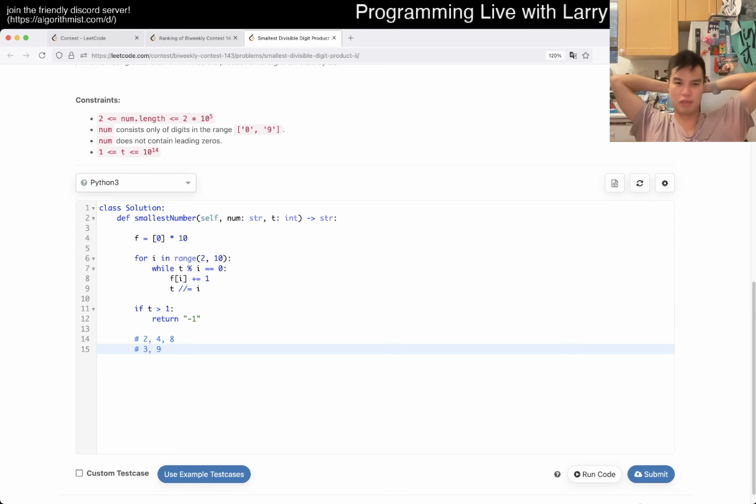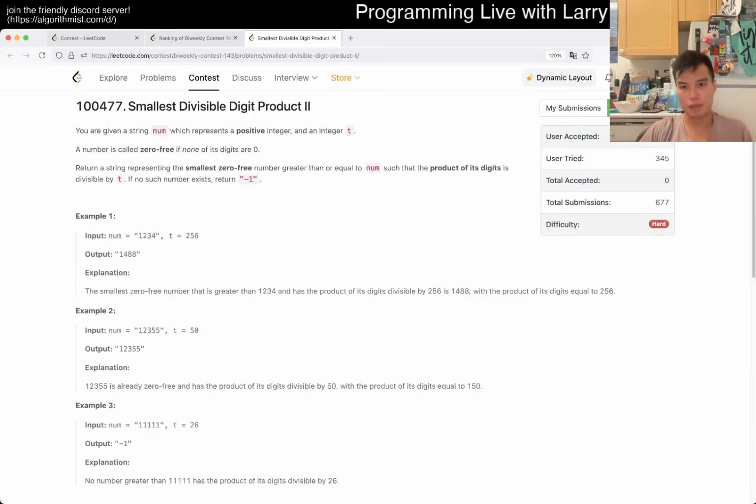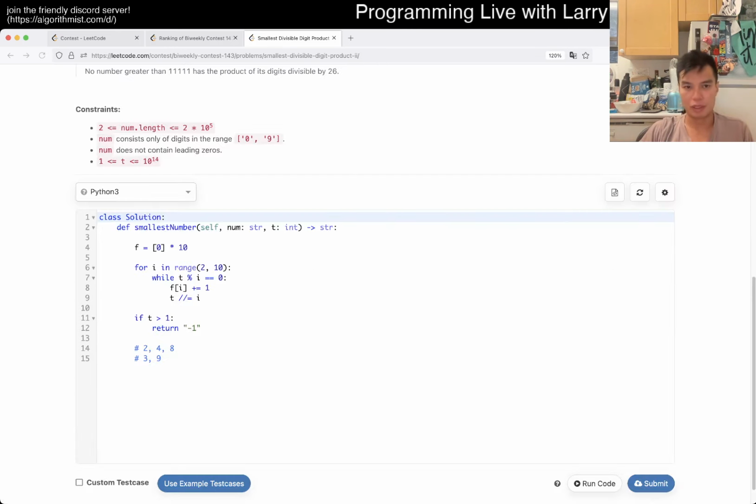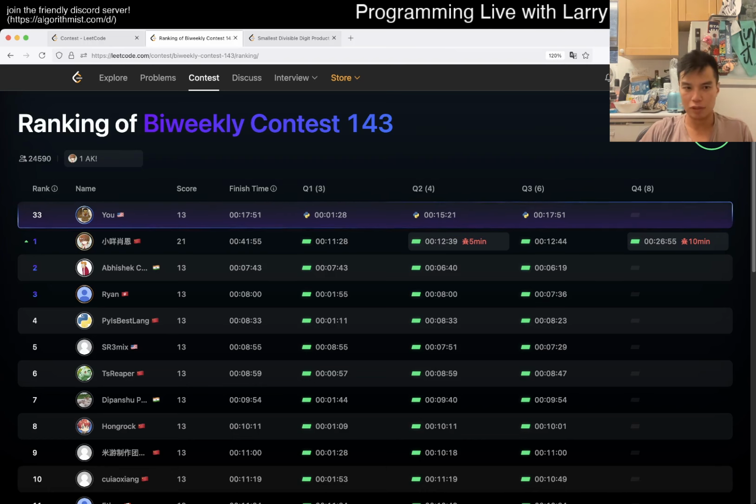How many digits do we want? 2 times 10 to the 5th. So we want something that's either exactly the same digits or more than one, right? But that's so hard, because then now you have to decide whether you want 2s or 3s to shrink in the next number. So that is actually a hard part. No one's gotten it yet. Oh, someone did get it. I mean, very smart people.